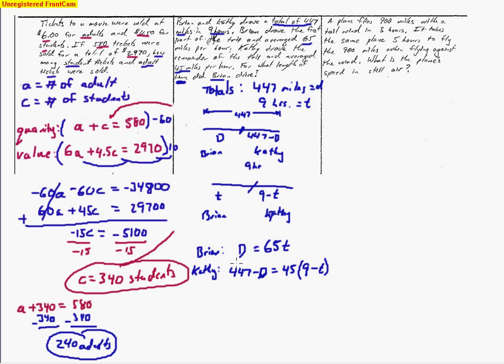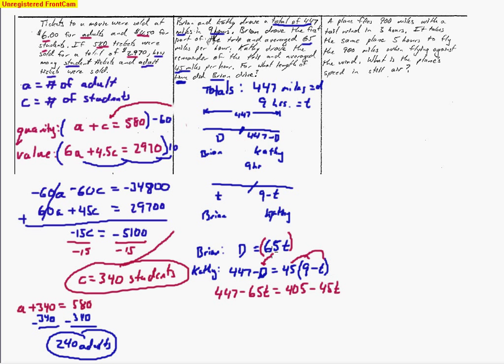Well, we can go ahead and solve now. The way we're going to solve, since we still have those two unknowns, is to substitute. Whenever I have D by itself, that's the best way to do it, I think. So I'm going to put that 65T in for that D right there. 447 minus 65T. And over on this side, we have to multiply the 45 times 9 and 45 times T. So that makes 405 minus 45T.